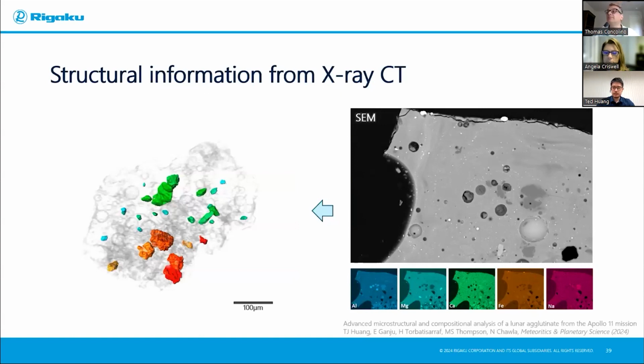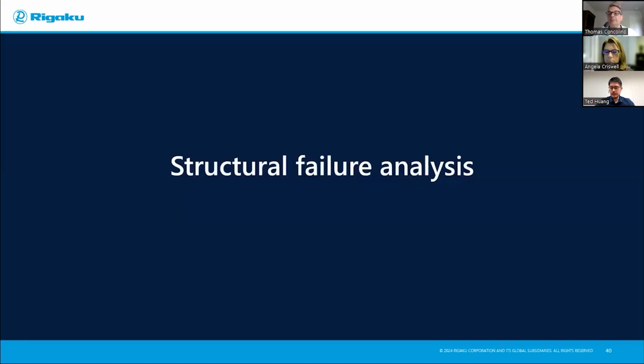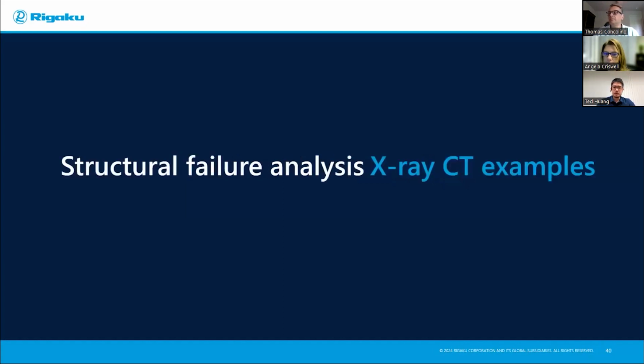So now let's move on to the next section. That example of lunar dust is, I believe, very informative of the capability of CT, but that is not exactly failure analysis, was it? I wasn't doing failure analysis on lunar dust. So how about some examples of actual samples where we're looking for structural weak points and the defects that we talk about using CT? So let's go into the structural failure analysis X-ray CT examples.